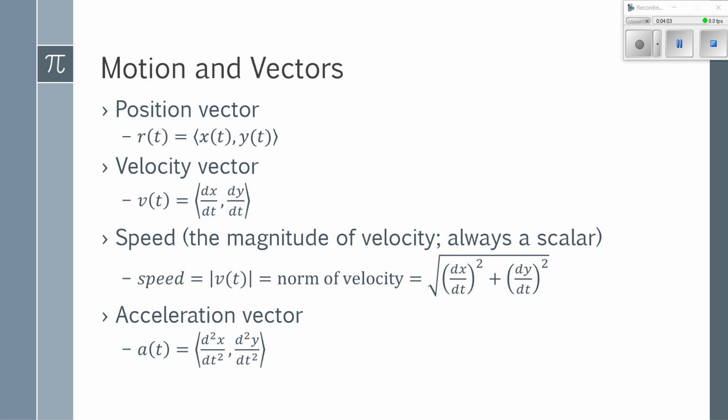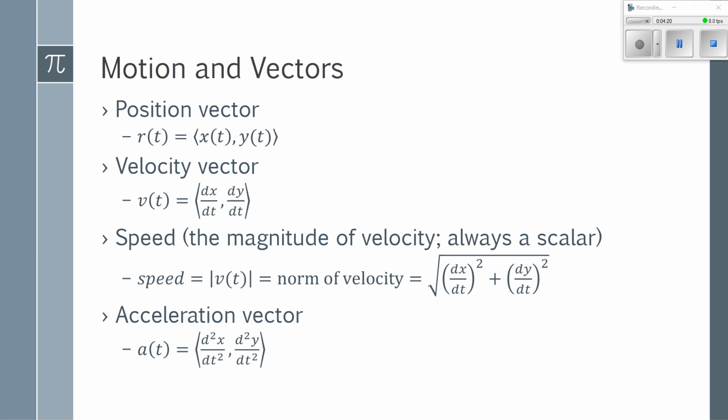And then the acceleration vector is the derivative of the velocity vector, which means it's the second derivative of our position vector. So we're just finding the second derivative of the x component of the position vector and the second derivative of the y component of the position vector.